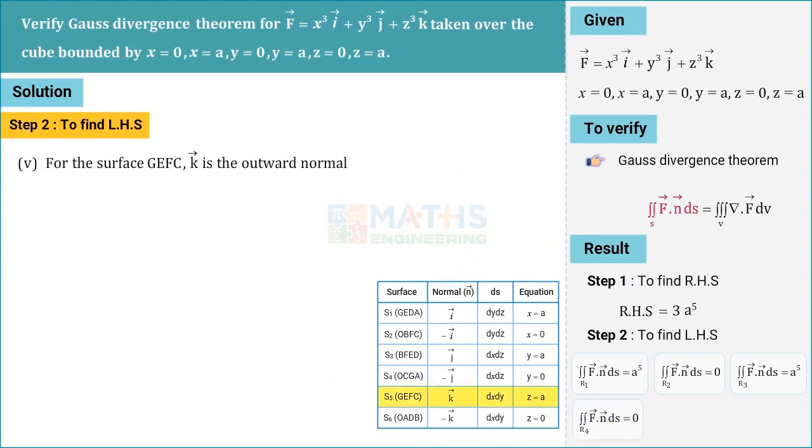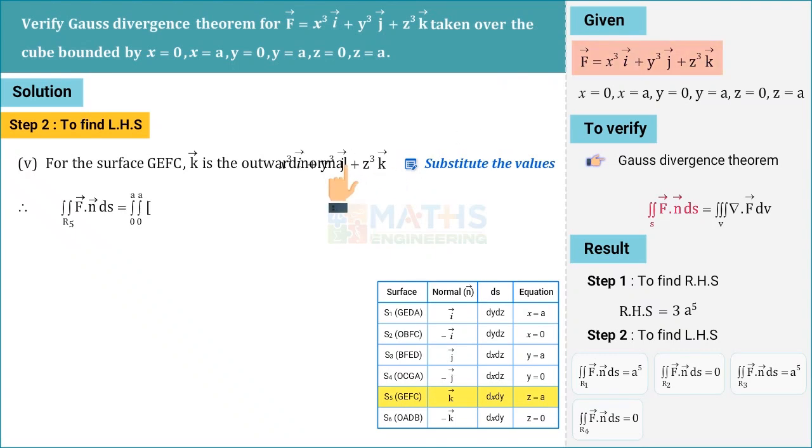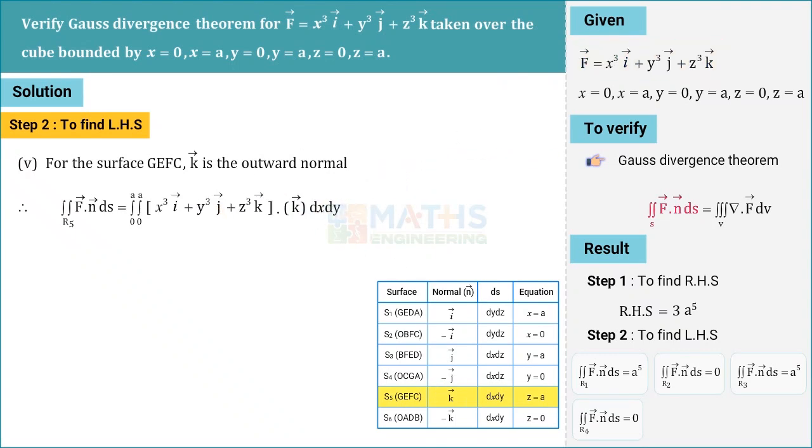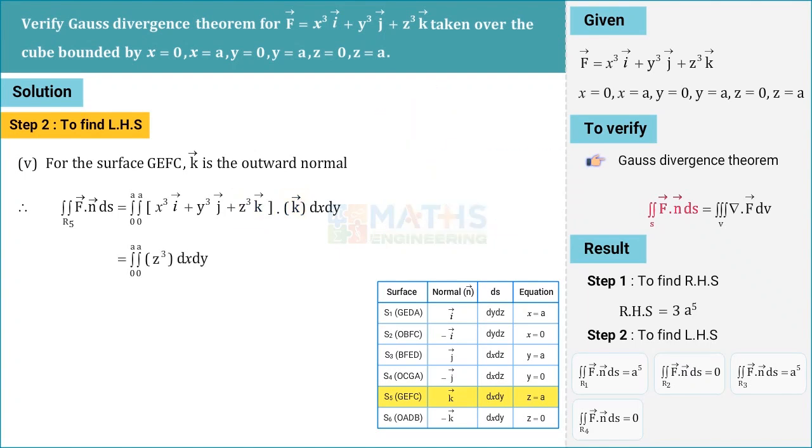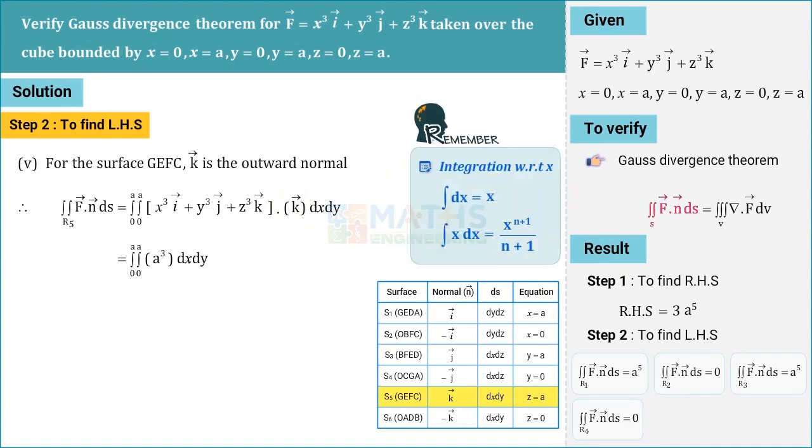Now we consider the fifth surface. What is the normal vector here? k vector. Start from the definition. Substitute F vector value, n vector value, dS value. Apply dot product; we multiply the kth components together. The remaining terms become 0. So we have z cube. What is the z value here? z is equal to a. So what do we get? a cube. a cube is a constant.